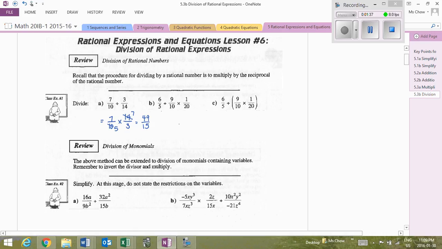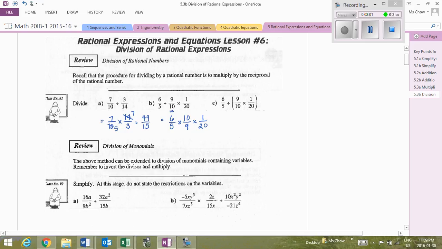In this particular case, we've got 6/5 divided by 9/10 times 1/20. Because of order of operations, we're going from left to right. So 9/10, that is your divisor. So what I can do then is look at this as 6/5 multiplied by the reciprocal, which is 10/9, multiplied by 1/20.